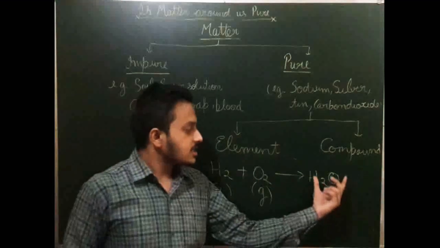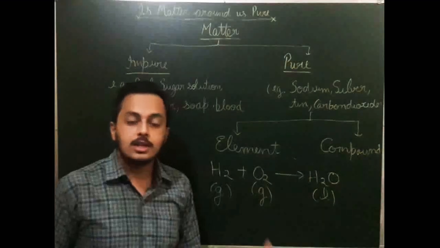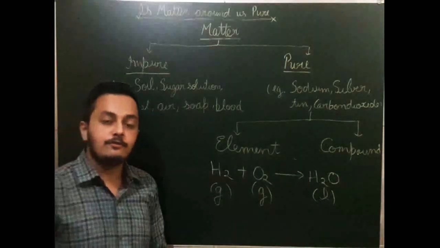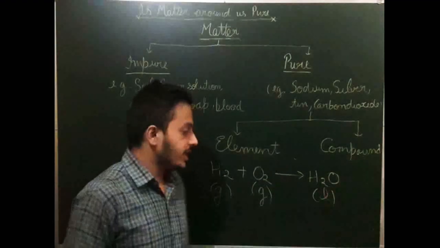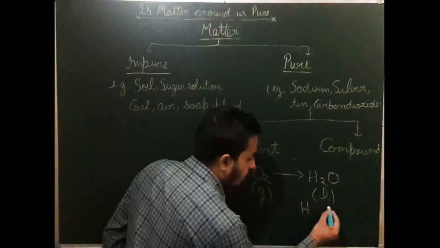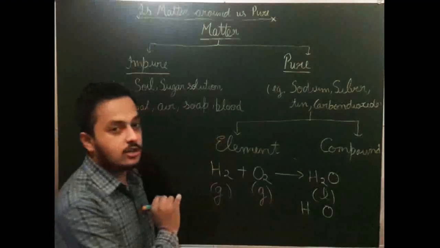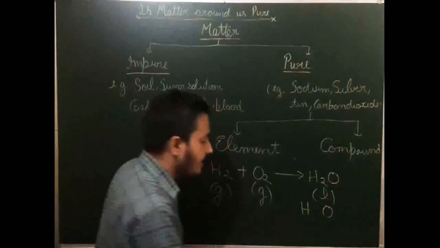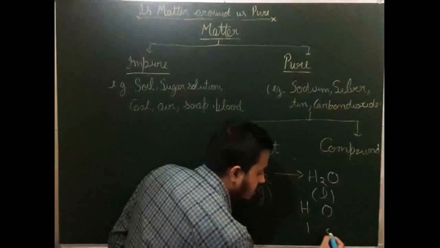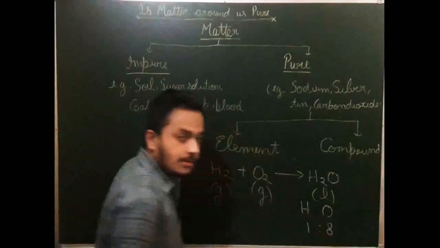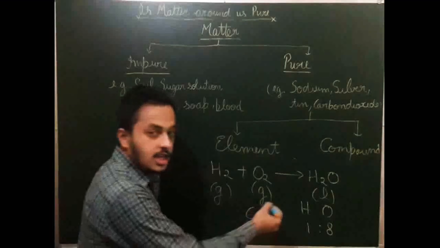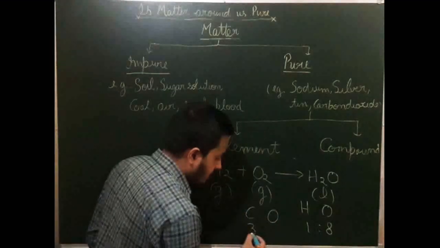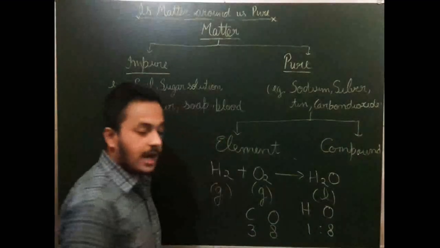When these substances called compounds are formed, they are formed in a fixed ratio. During the formation of H2O, what happened? The element hydrogen and the element oxygen combined in the ratio 1:8. Similarly, in the case of carbon dioxide, C and O combined in the ratio of 3:8 by mass.